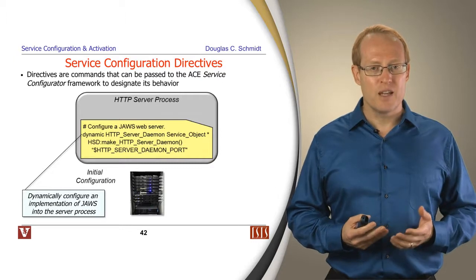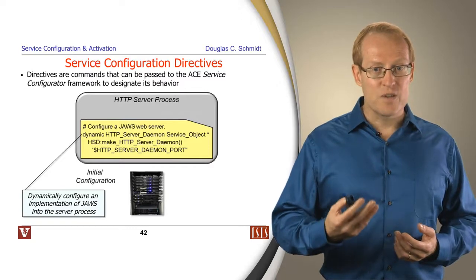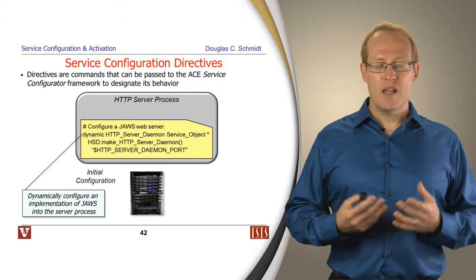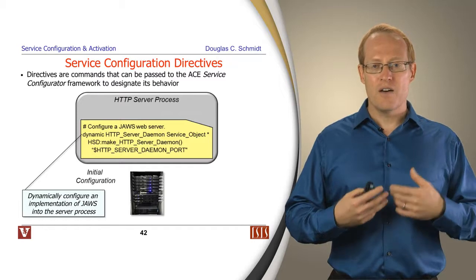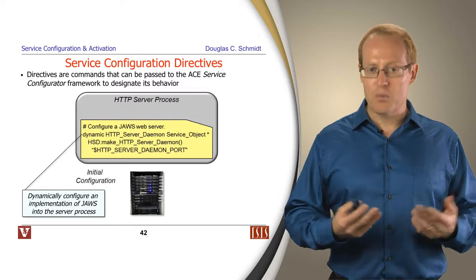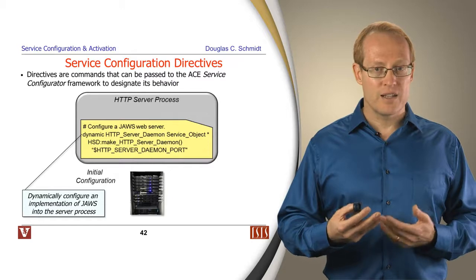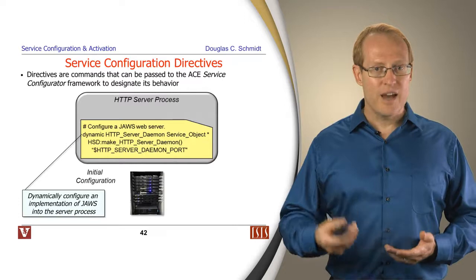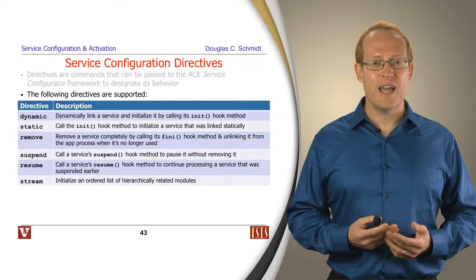Here's a particular example that illustrates a scripting file that shows how to instruct the Service Configurator framework to dynamically link in a particular DLL, extract out a factory function that can be used to make an instance of an HTTP server, and then go ahead and initialize this, listening on a certain port number, and if all goes well, to register the resulting configured object that was dynamically linked into the service repository so it can be manipulated and accessed at runtime.